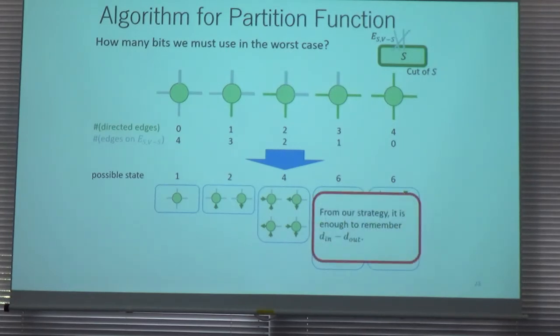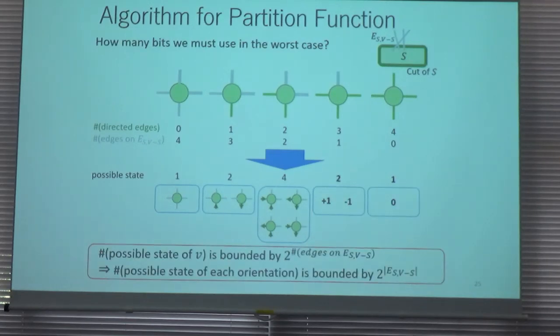So our algorithm has the case for three or four green edges, so the state becomes smaller. This is bounded by 2 to the number of gray edges. And the summation of the gray edges corresponds to the number of ESVS. So in this case, the number of key values is also bounded by 2 to the ESVS. So it is the same as the previous case.